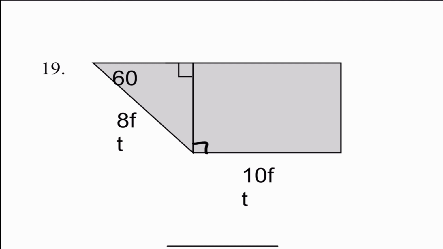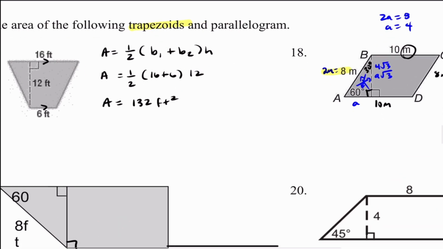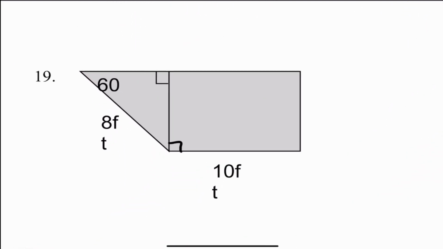Okay, let's take a look at number 19. I know it looks kind of funky on my end here. This is 8 feet and this is 10 feet. Okay, so what do we have to do here? Well, remember, we're dealing with two types of figures for this set of problems. Trapezoids, parallelograms. This one is extremely weird, and I'm going to explain to you that this is indeed a trapezoid, okay? Remember, with a trapezoid, it's a quadrilateral, 1, 2, 3, 4, which has one pair of parallel sides, right?